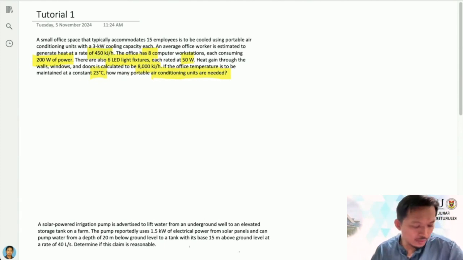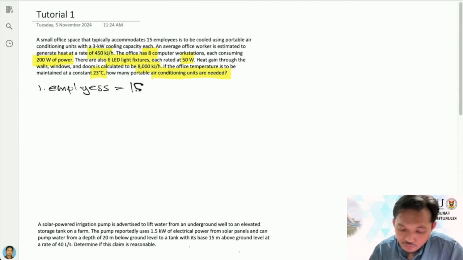Okay, for the heat load calculation, there are basically three types of heat load. The first one is the employees. You have 15 employees, and each of them generates 450 kilojoule per hour, amounting to 6,750 kilojoule per hour.